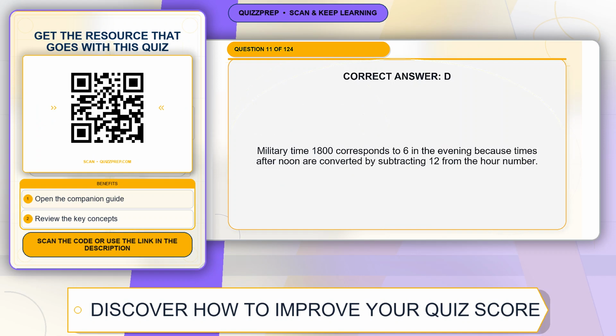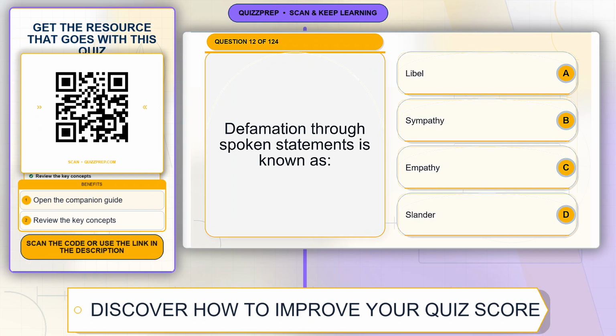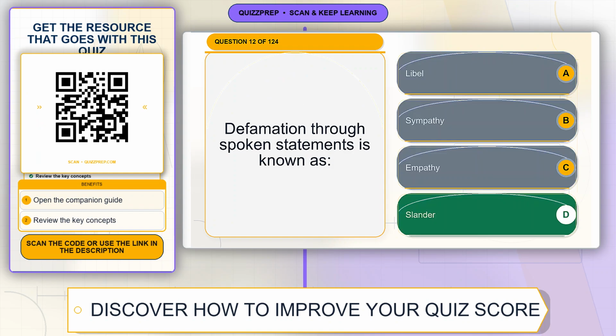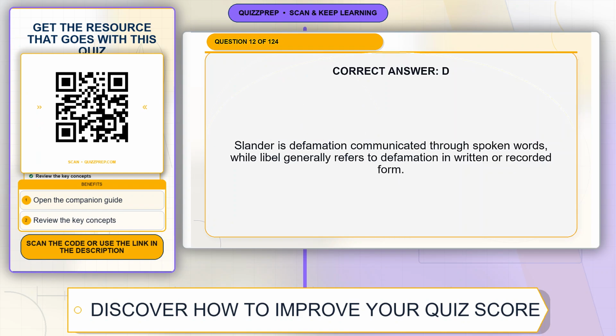Explanation. Military time 1800 corresponds to 6 in the evening because times after noon are converted by subtracting 12 from the hour number. Question 12. Defamation through spoken statements is known as Option A, libel, Option B, sympathy, Option C, empathy, Option D, slander. The correct answer is Option D, slander. Explanation. Slander is defamation communicated through spoken words, while libel generally refers to defamation in written or recorded form.